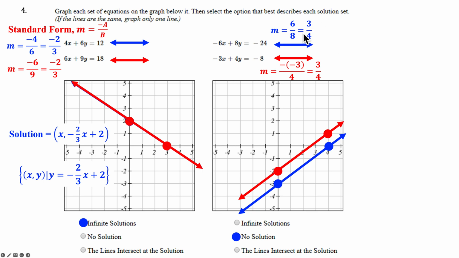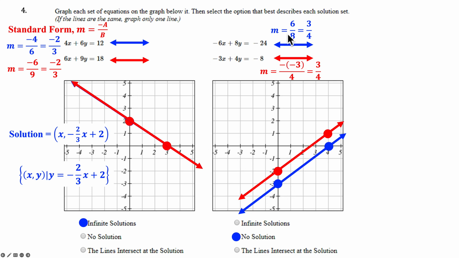So I, again, take a peek at my slopes. Okay, they're both 3/4. X ratio, negative 6 over negative 3, that's a positive 2. 8 over 4, positive 2. Negative 24 over negative 8, positive 3. Wait a minute. The x and y's were the same, and if the slopes are the same, they should be the same. But my constant ratio is different. That means they're different lines. They're different. They're parallel. Okay?